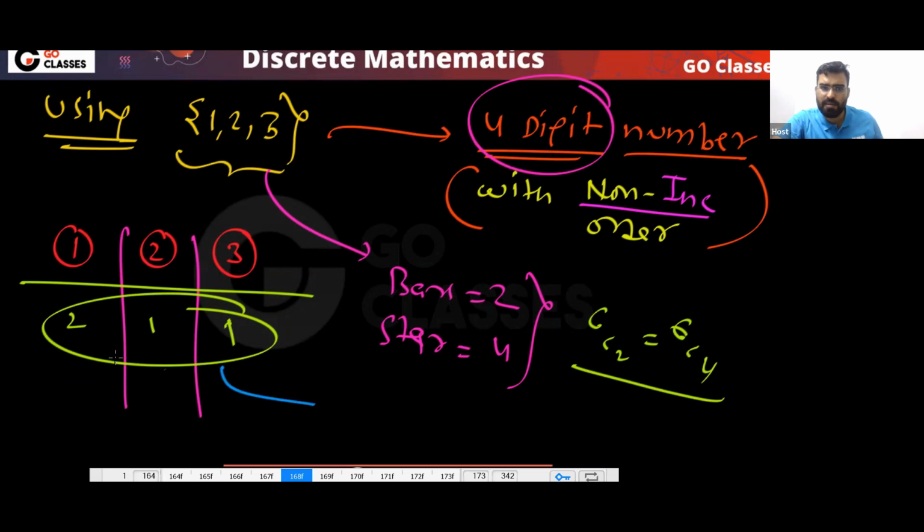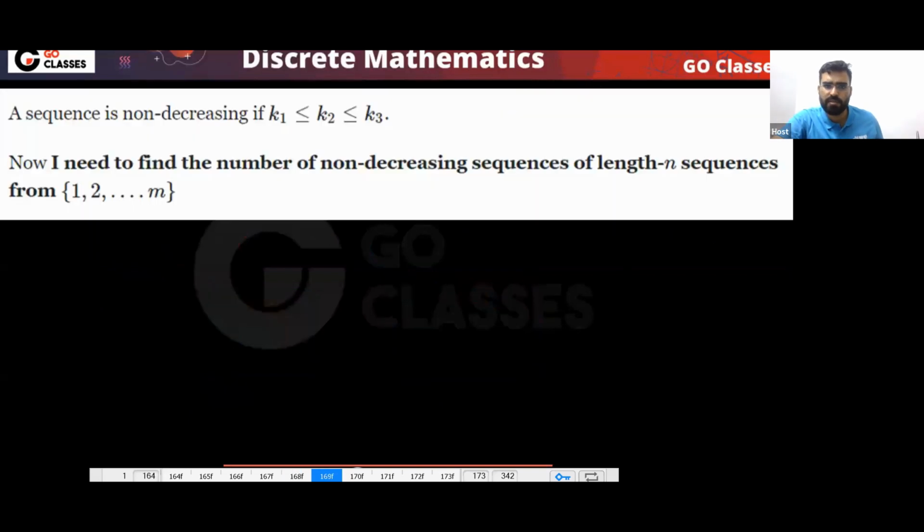Will I get a unique number? Which number will I get? For this combination, I am taking 2, 1, 1, 2, 1, 3. Which number will I get? I will get this number. A unique number I will get. So this is also fine. Non-increasing order, this is also fine.